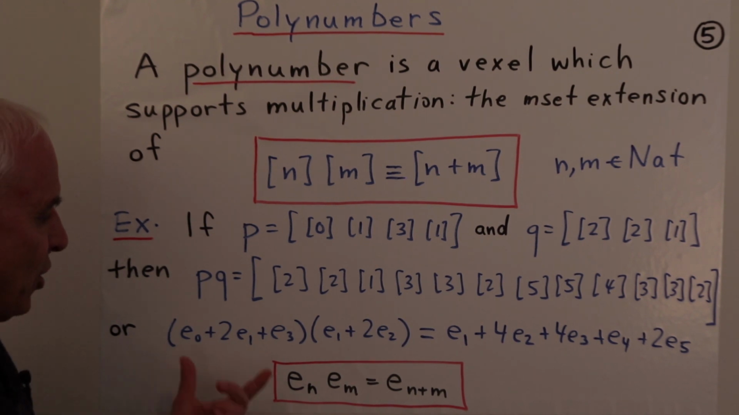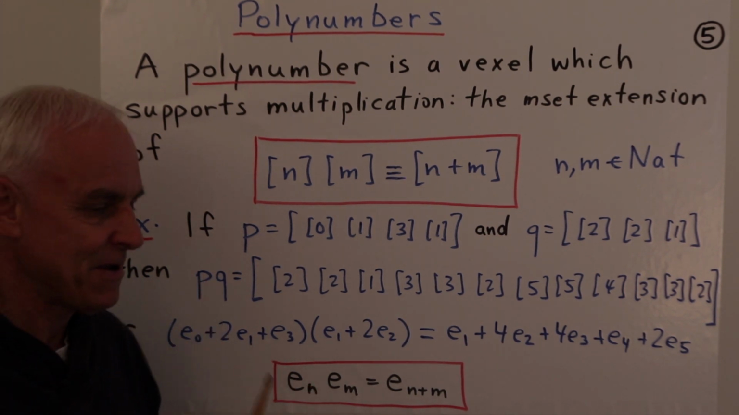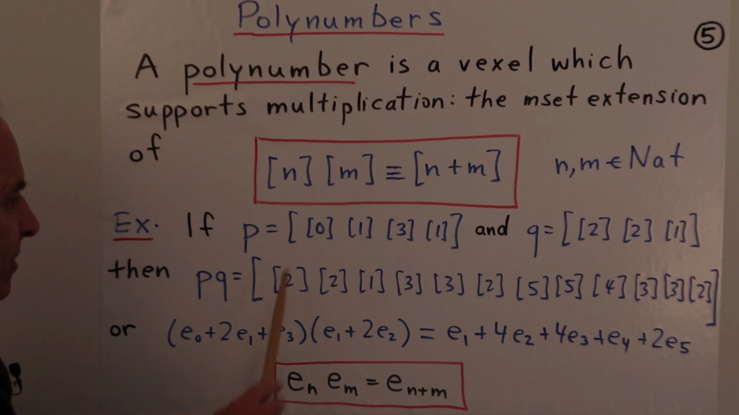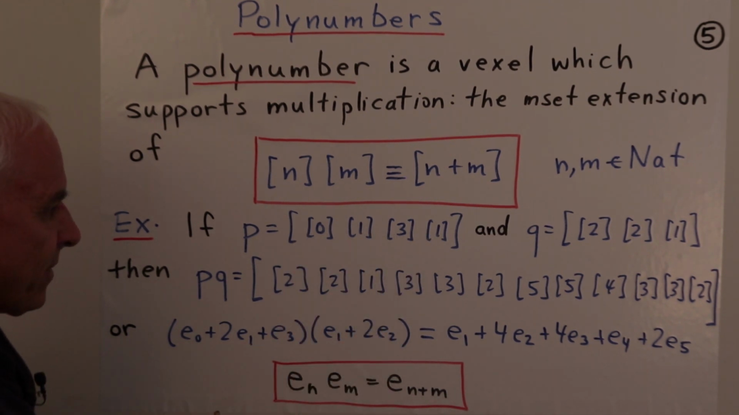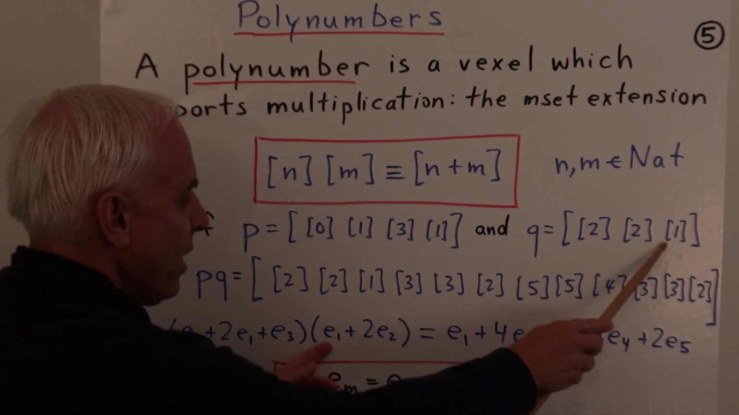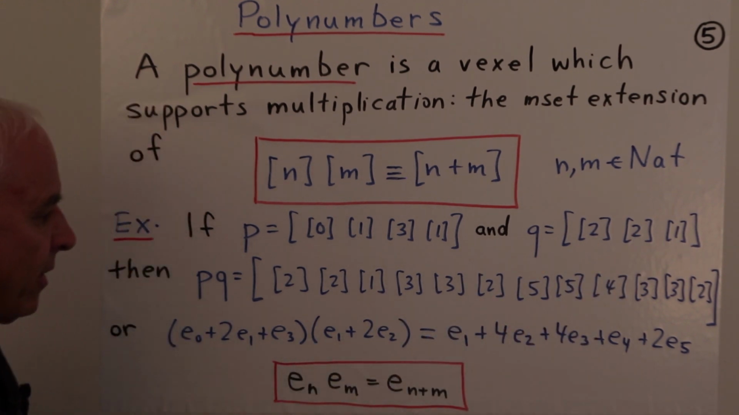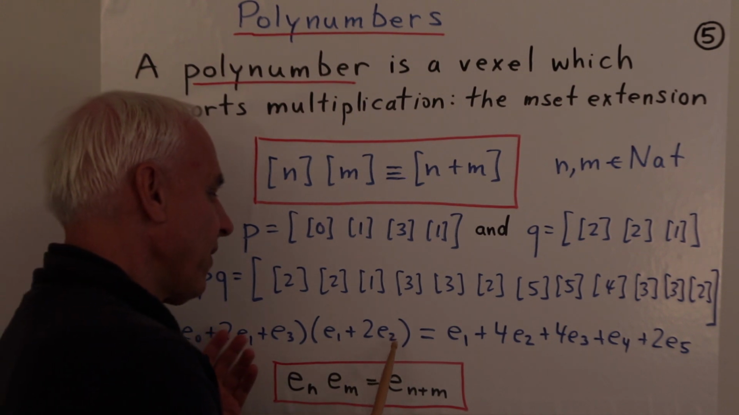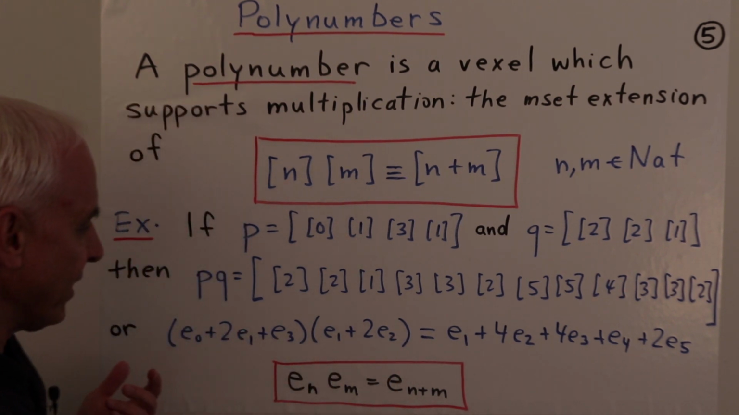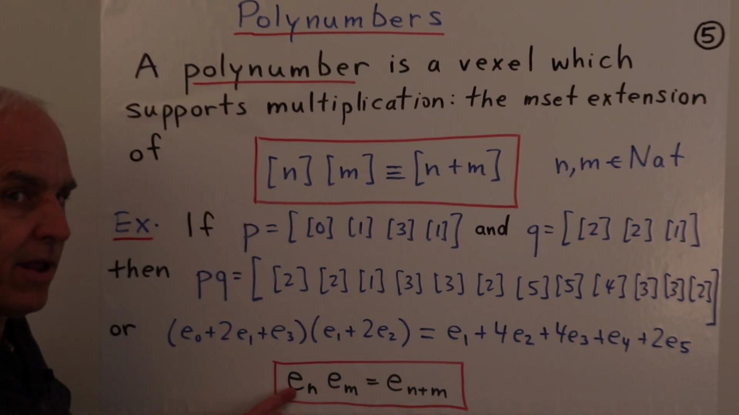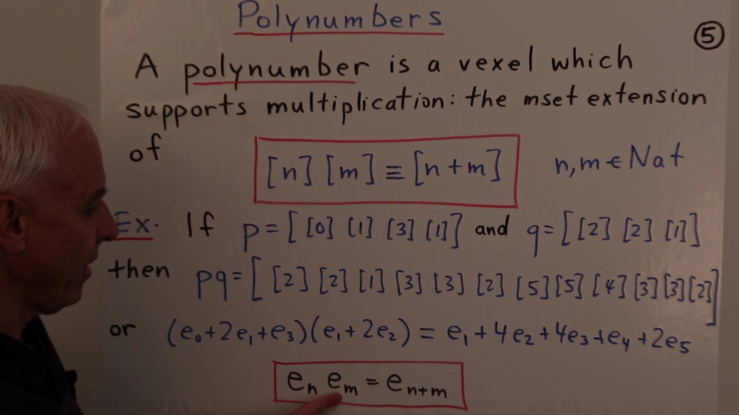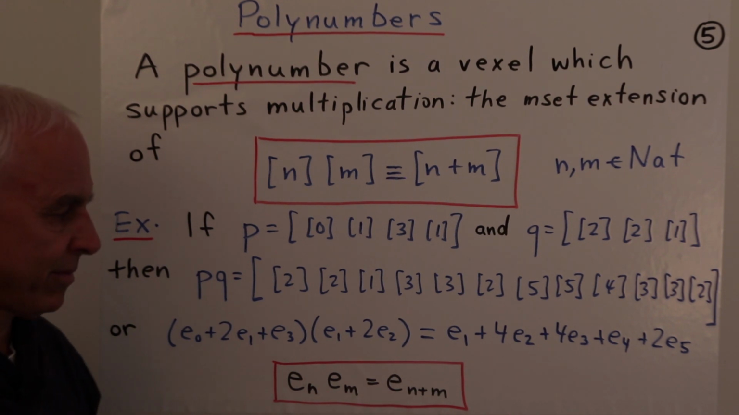Okay, in terms of maybe more succinct basis representation, P0 is E0 plus 2E1 plus E3. Q is E1 plus 2E2. In terms of those, we could also write it down if we realize that this law is telling us that E sub n times E sub m is going to be E sub n plus m.